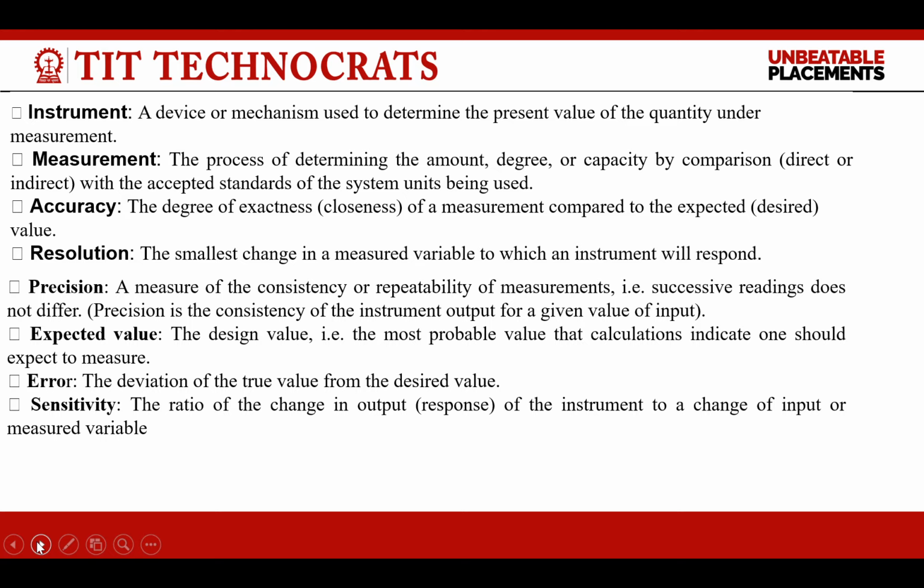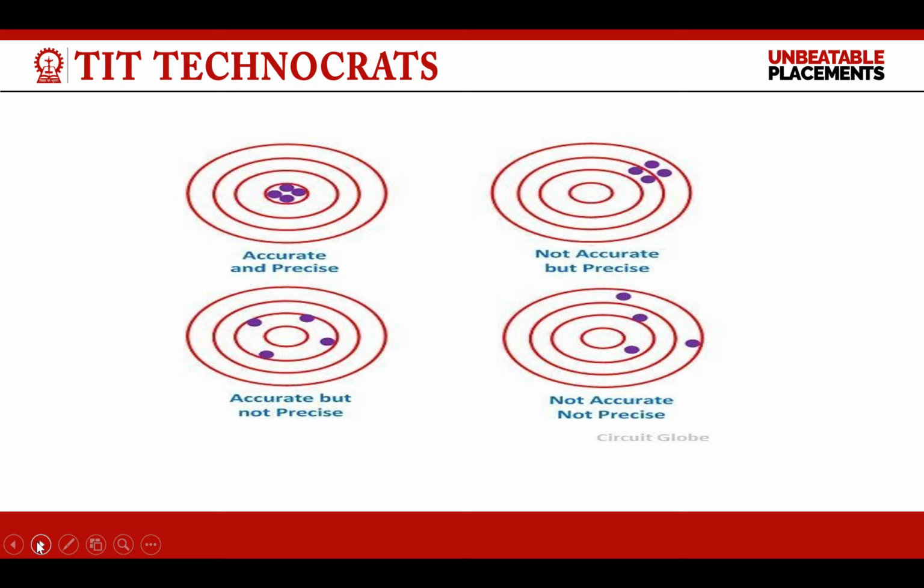Expected value is the design value, the most probable value that calculation indicates one should expect to measure. Error is the deviation of the true value from the desired value. And sensitivity is the ratio of the change in output of the instrument to a change of input or measured variable. This can be understood with the help of a diagram.